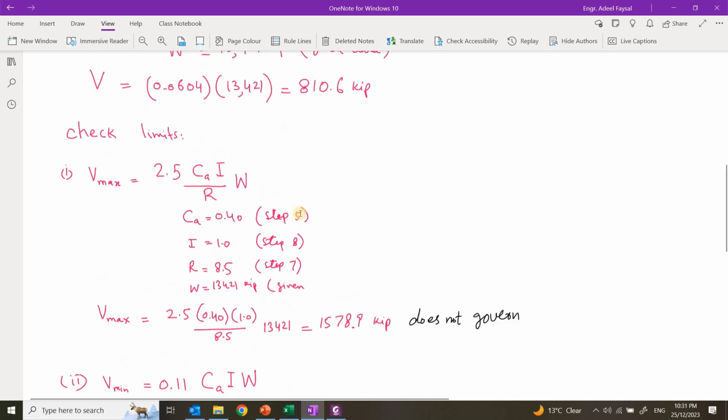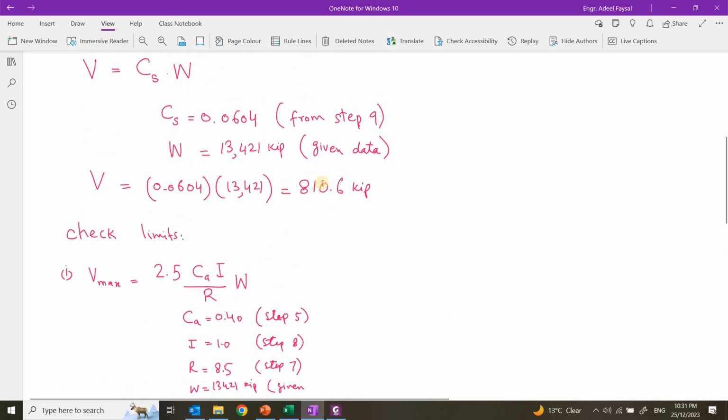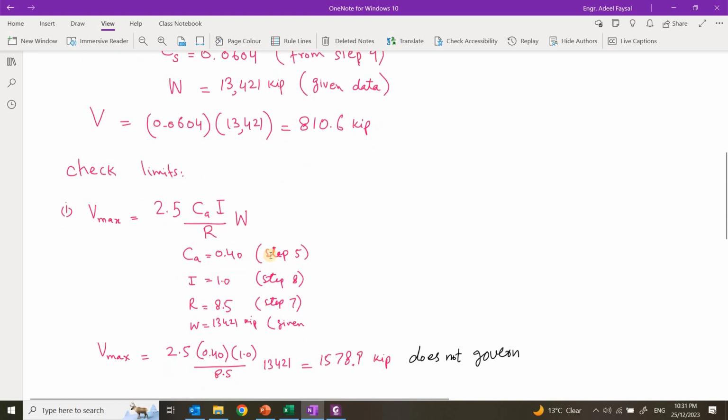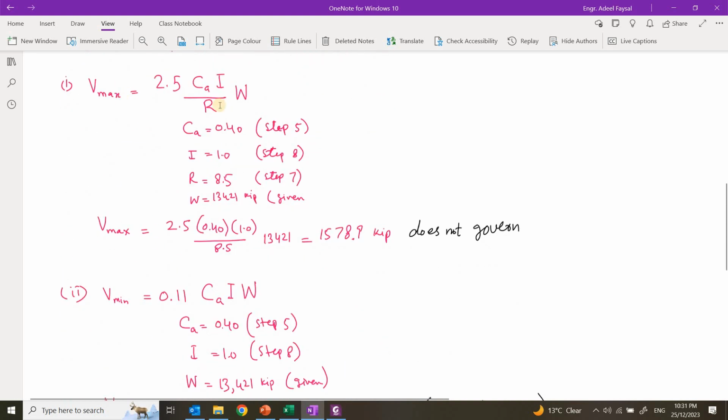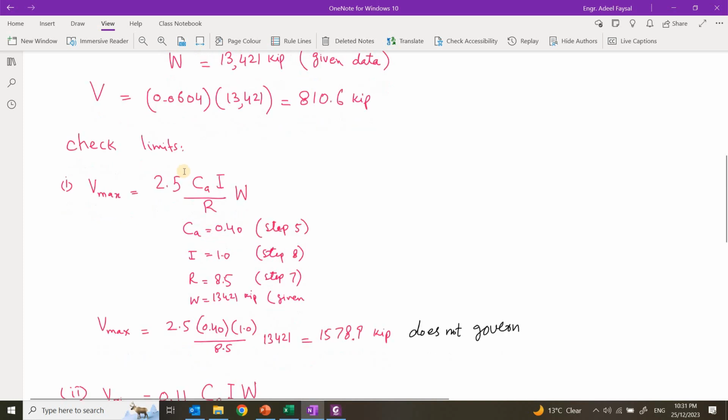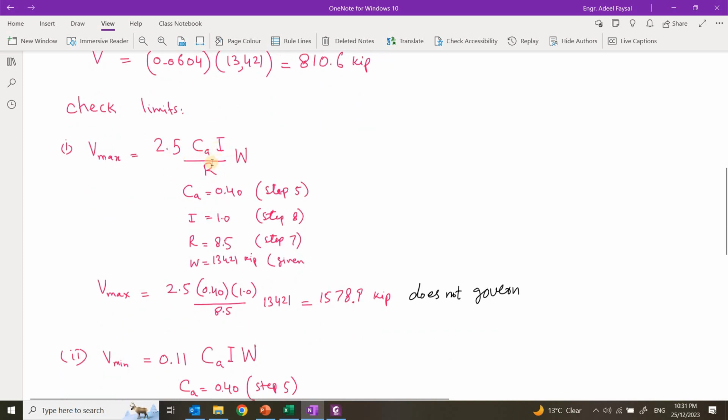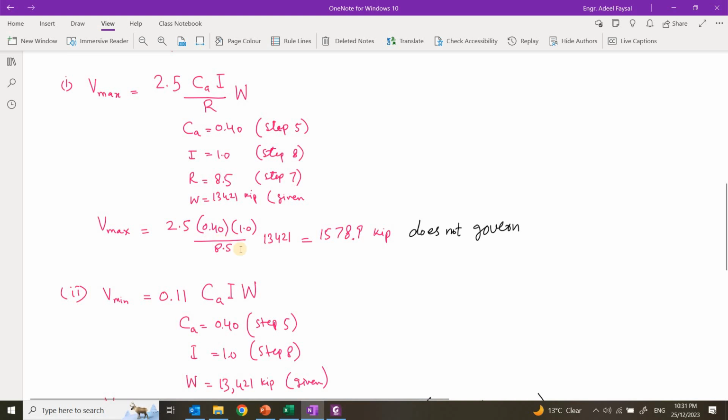And just before you go away, you must make sure that this value falls within the limits prescribed here. So the maximum value is given by this expression, 2.5 times CAI over R times W. These things again will come from some of the previous steps. You can just insert the values and get 1578.9 kip.